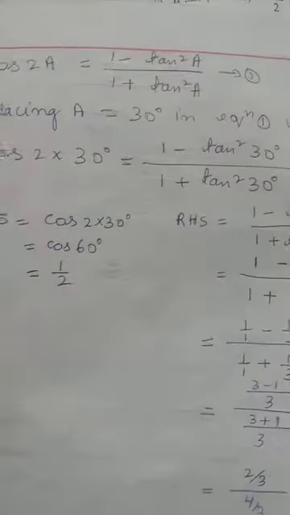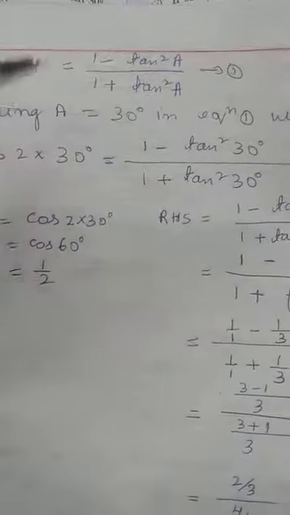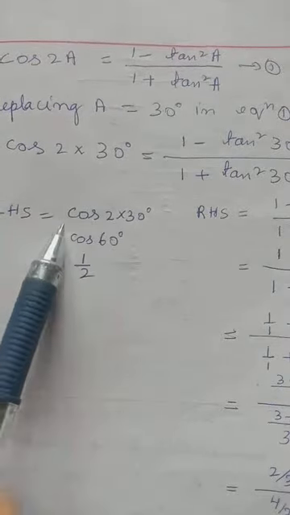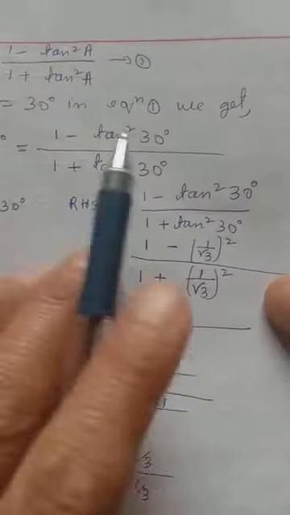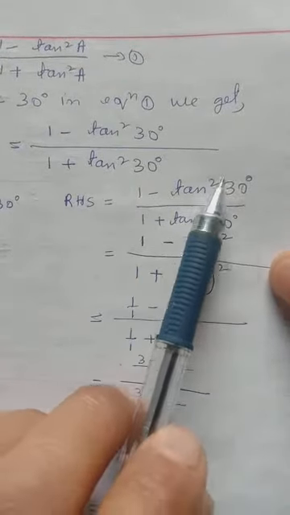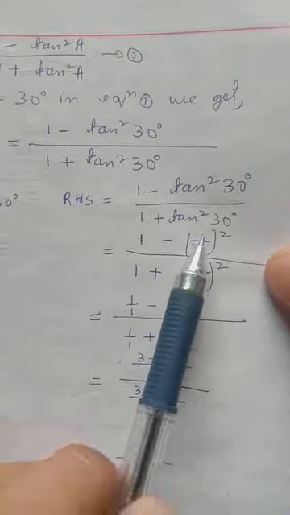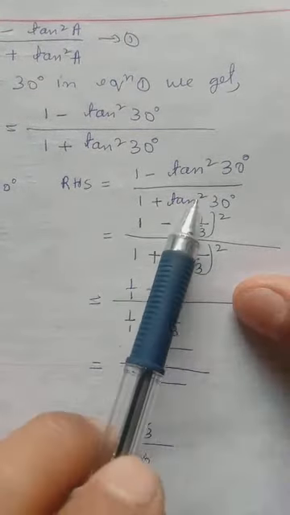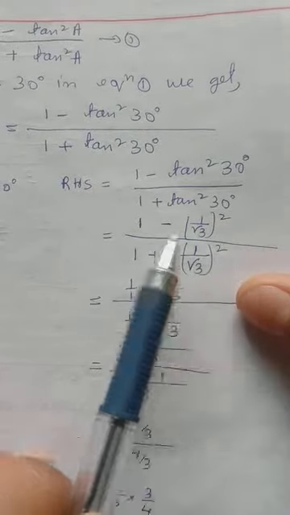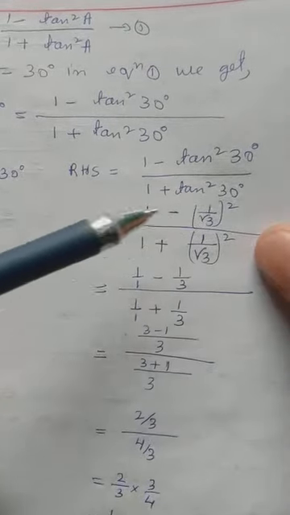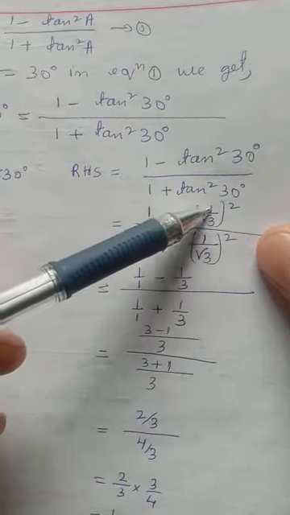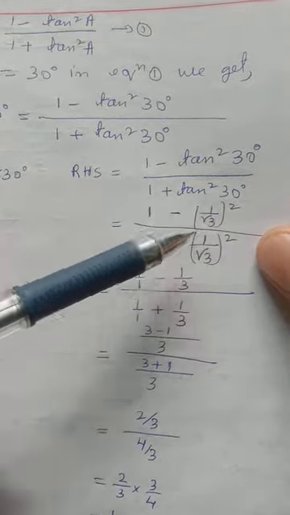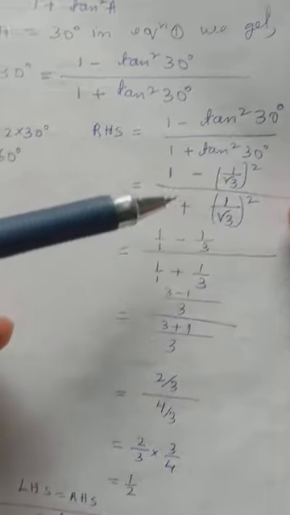Then here again, A is 30 degrees. So let's replace everywhere. 2 into 30 will be 60. Cos 60 is 1 by 2. Then here we have 1 minus tan square 30. Tan 30 we know is 1 by root 3. We have square, let's put square. 1 minus the same, 1 by root 3 whole square. So let's remove the square. The rest write the same. 1 into 1, 1. Square root 3 squared. So square and square root cancel. We are left with 3, both in numerator and denominator.